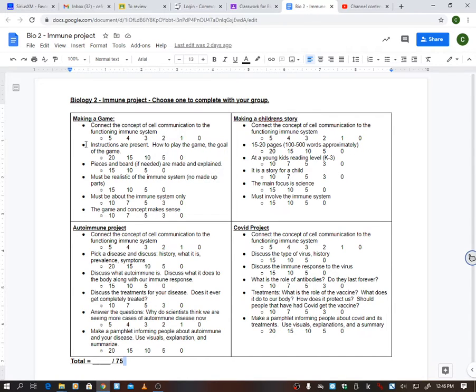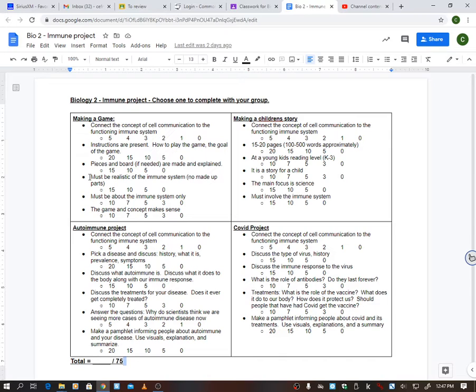All right, so if you're doing the making of the game, you need to make sure that instructions are present, that you are telling me how to play that game, the goal of the game, and every little thing I need to know about the game for how it works. You need the pieces and a board if needed, maybe you don't need a board, are made and explained. So you cannot just tell me here's a T-cell piece and you don't give me an explanation what that does or what it is. All right, you got to tell me what it is.